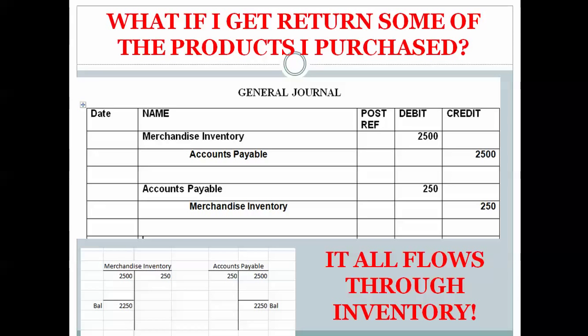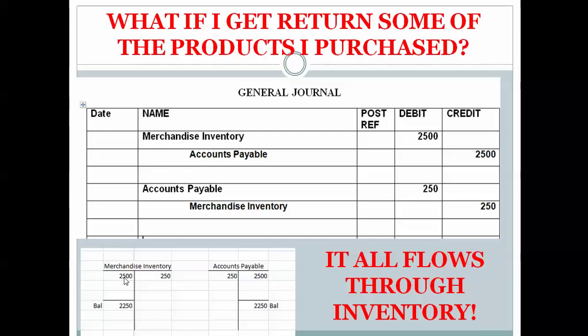Everything flows through inventory. If we make purchases, we record the purchases in merchandise inventory. If we return the purchases, we take it out of merchandise inventory. We simultaneously, if we've purchased it, we record the account payable. If we send stuff back, we take it out of the accounts payable. So here is the journal entry and the corresponding T accounts.